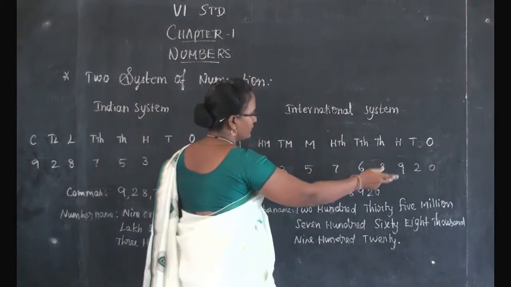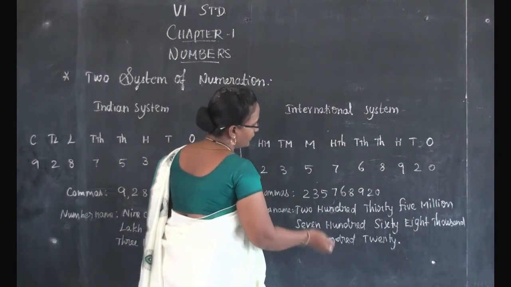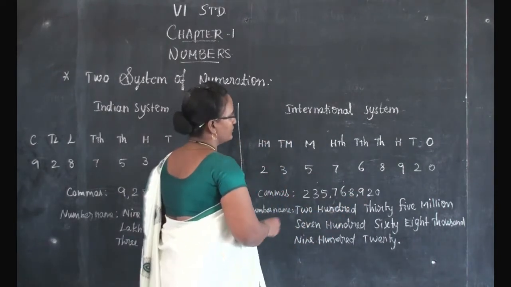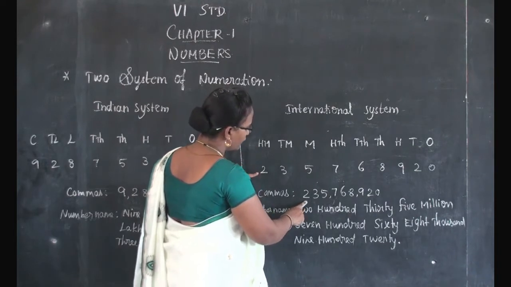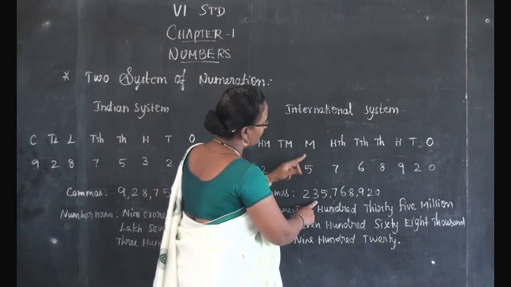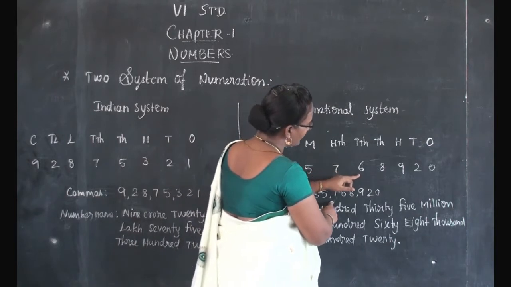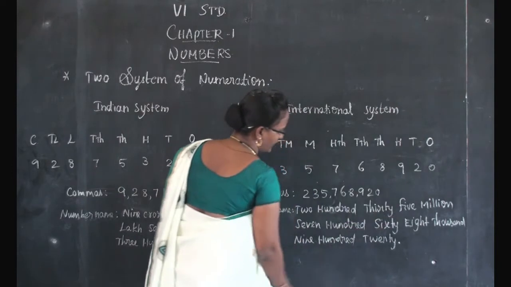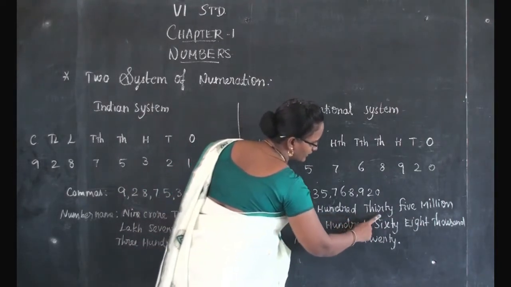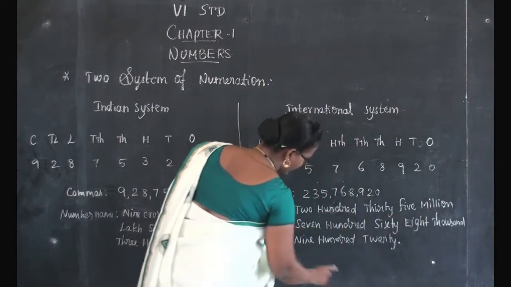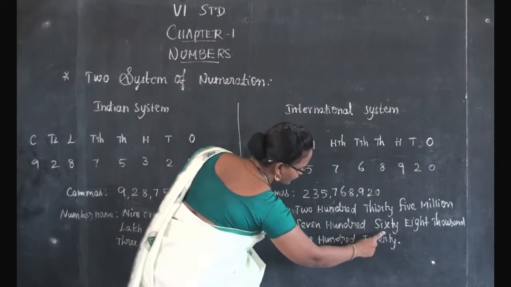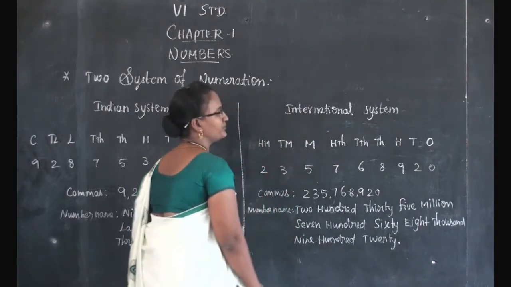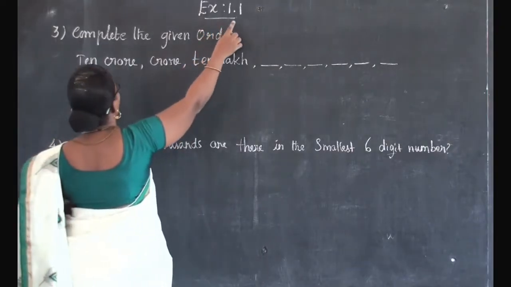International system: we put commas after every 3 digits here. So how will you write that? 235,768,920. Now look at exercise 1.1.